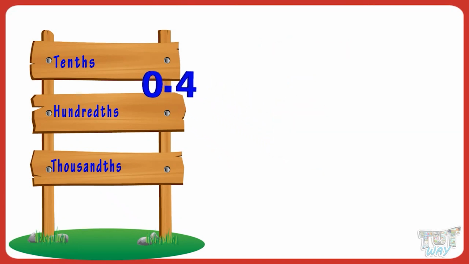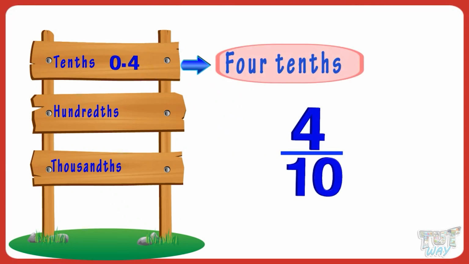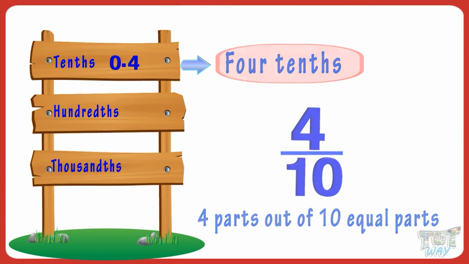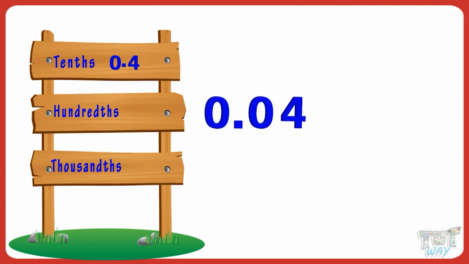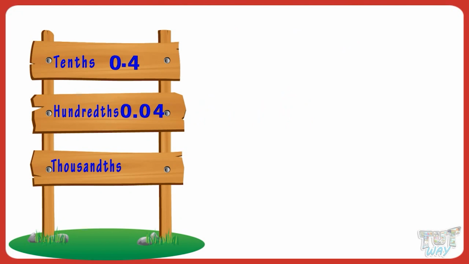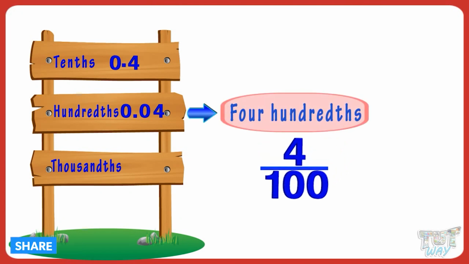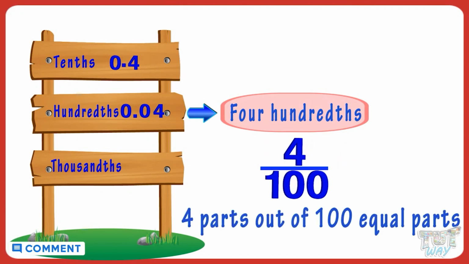0.4 or 4 by 10, we name it as 4 tenths, and it represents 4 parts out of 10 equal parts. Second place to the right of the period is called hundredths place. 0.04 or 4 by 100. We name it as 4 hundredths, and it represents 4 parts out of 100 equal parts.